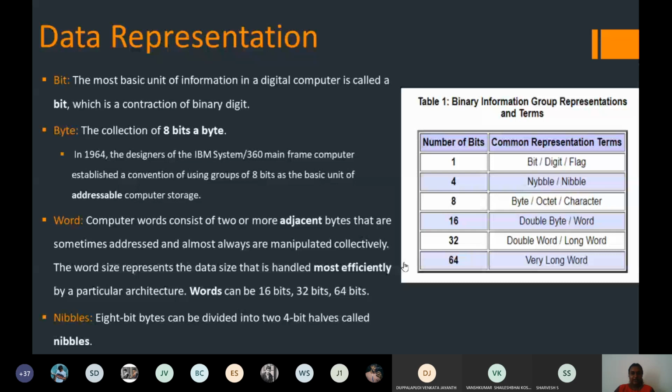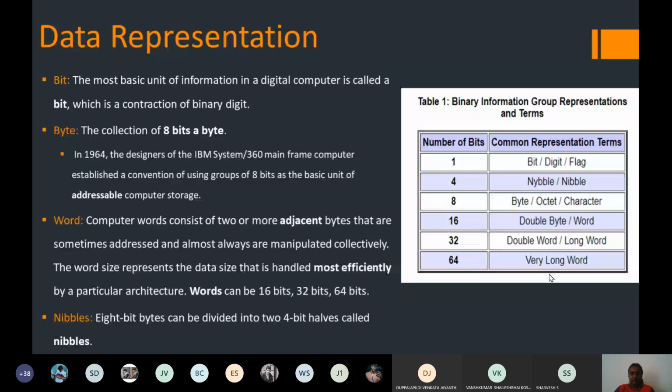A computer will understand the data in terms of bits. In binary form, yes. In zeros and ones only, a computer can understand the data. In other words, on-off electric signals. Yes, Shravesh, it's on-off electric signals.